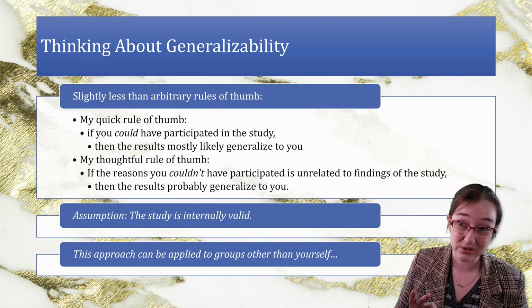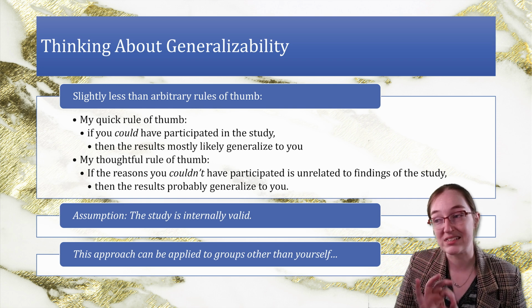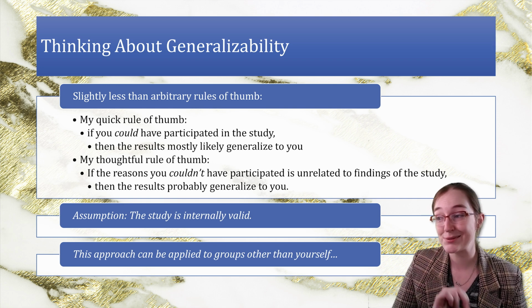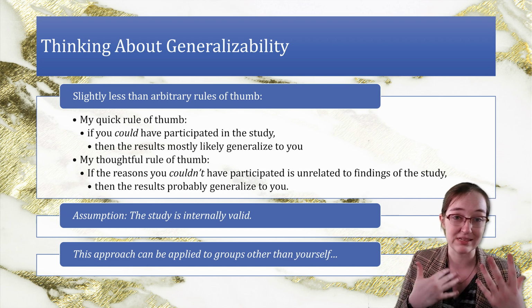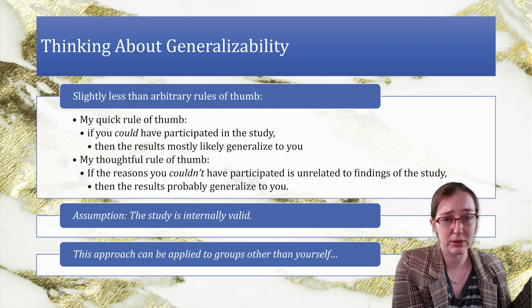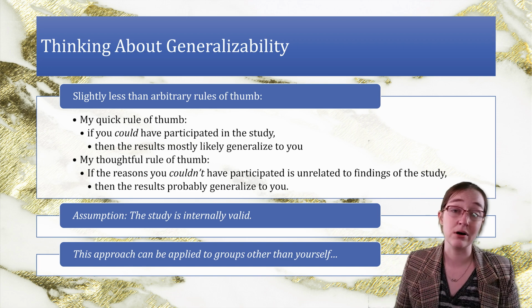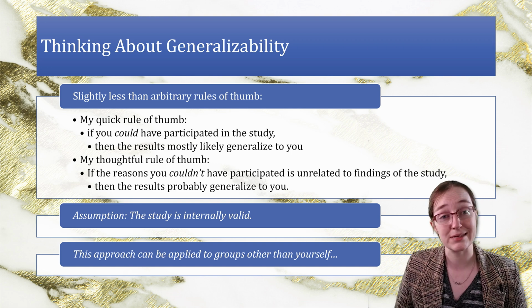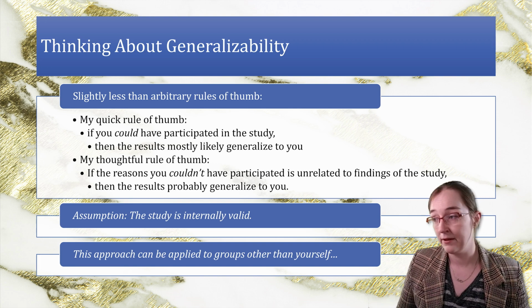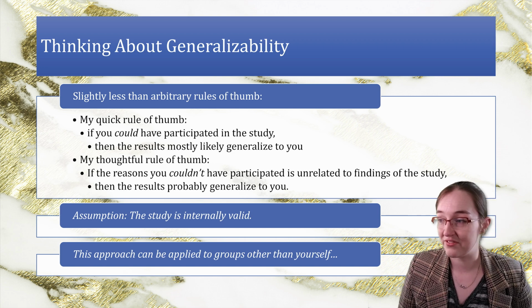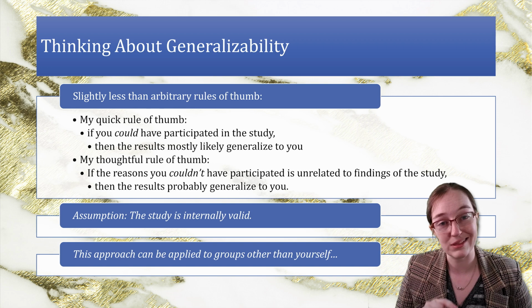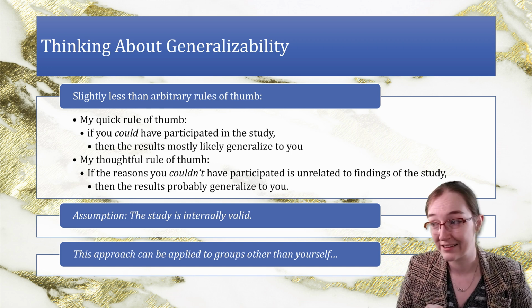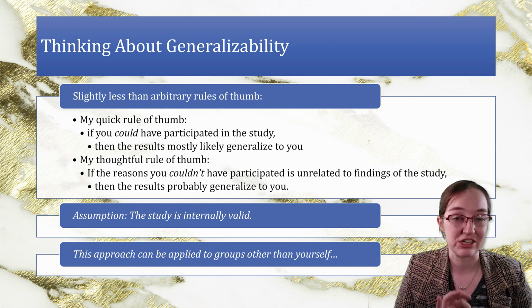So my quick rule of thumb is if you could have participated in the study, then the results most likely generalize to you. So if you're the kind of person who will answer surveys, will participate in psych subject pool instead of writing the super burdensome essay, then most psychology studies and most political science studies will apply to you. My more thoughtful rule of thumb is if the reasons you could not have participated are unrelated to the findings of the study, then the results probably generalize to you.